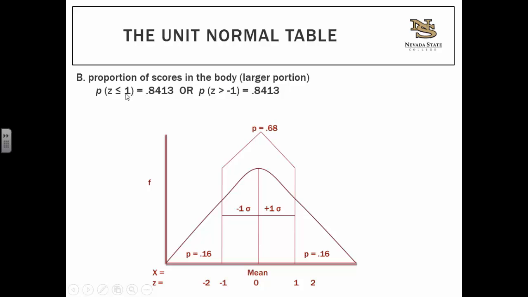Same thing over here, right? The proportion of scores with a z-score less than or equal to 1. So all these, 0.68 plus 0.16, 0.84. So I'm just confirming the empirical rule using the unit normal table.